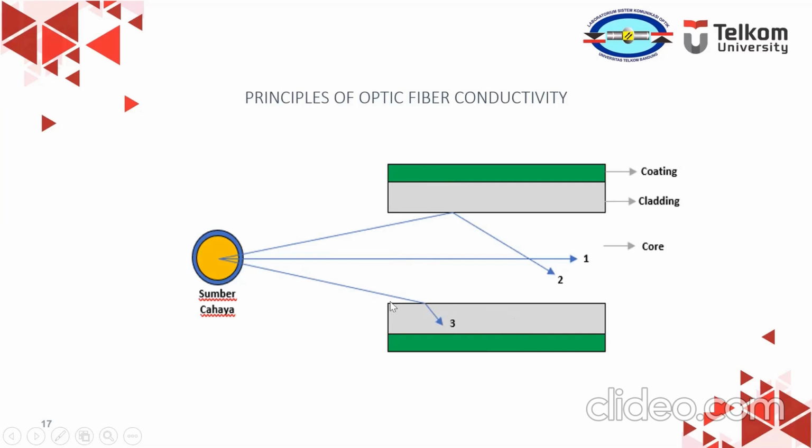And the incident angle of light ray 3 is smaller than the critical angle of the cladding and the core. This light will not be reflected and will penetrate the surface formed between the core and the cladding. Light ray 3 will be absorbed by the cladding and will not contribute to the inside of the cable.